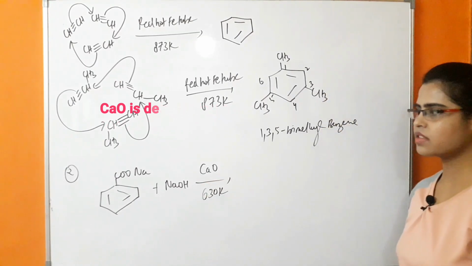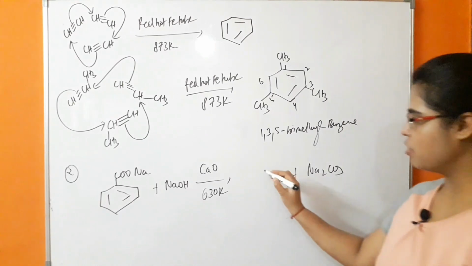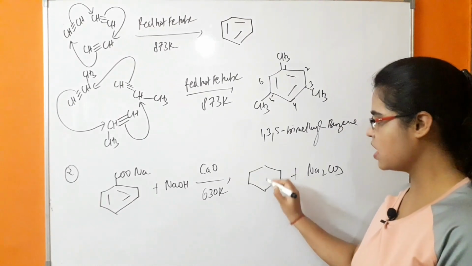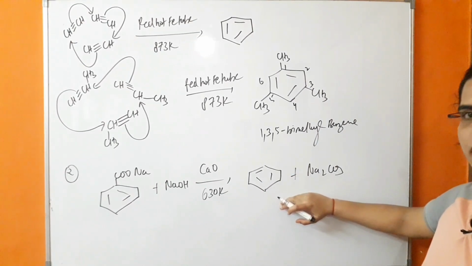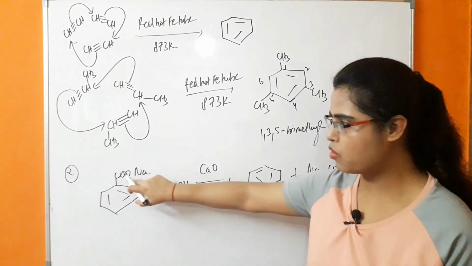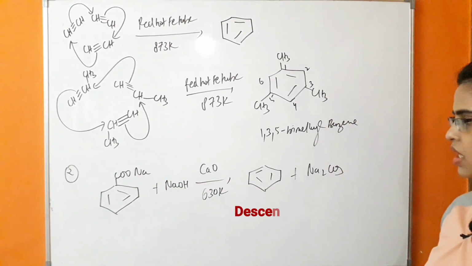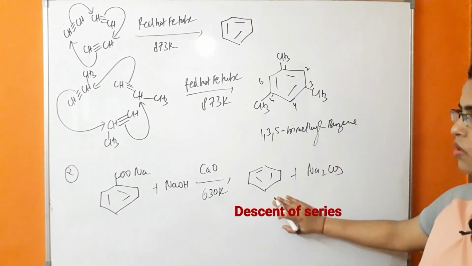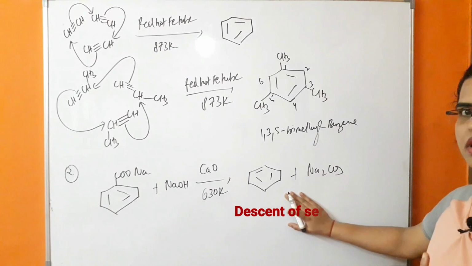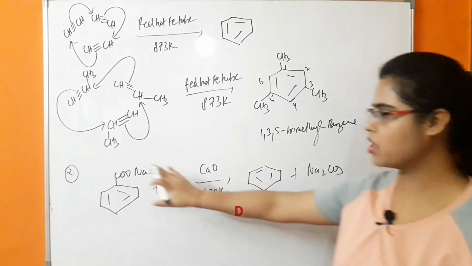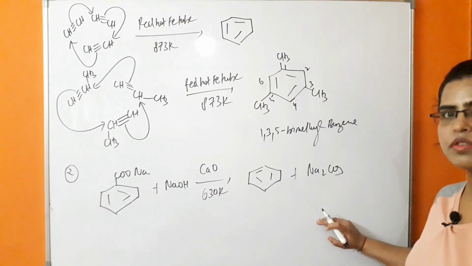So what is happening in this case? The byproduct will be Na2CO3 and formation of benzene will take place. This is a decarboxylation reaction because in this case there is removal of CO2 in the form of Na2CO3. This is a descent of series because the product which is formed has less carbon. It means there is one less carbon in comparison to the starting reactant. So this is a descent of series.